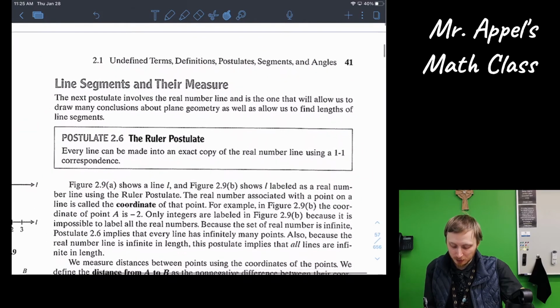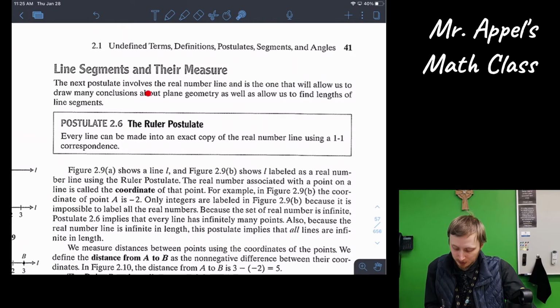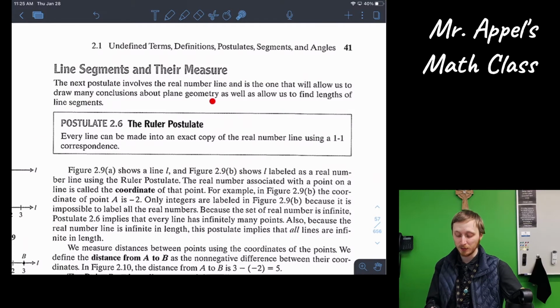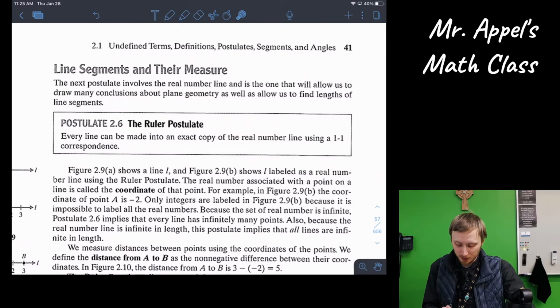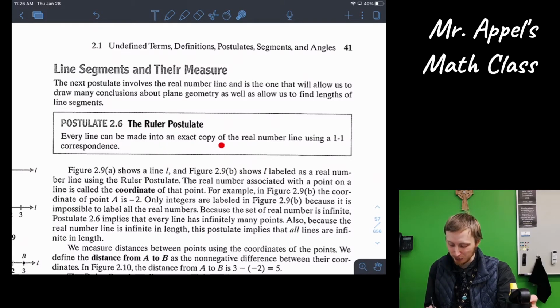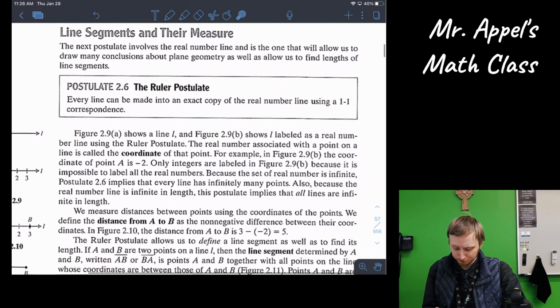All right, line segments and their measure. The next postulate involves the real number line and is one that will allow us to draw many conclusions about plane geometry, as well as allow us to find lengths of line segments. That is the ruler postulate. Notice that this one gets a unique name, not just postulate 2.6. Every line can be made into an exact copy of the real number line using a one-to-one correspondence. What does that mean?